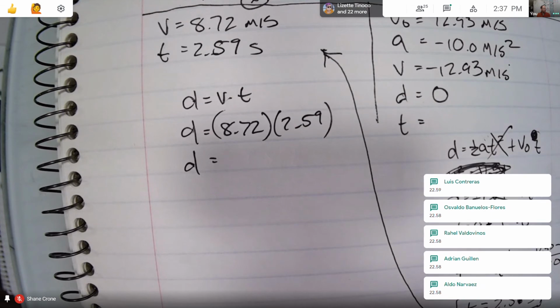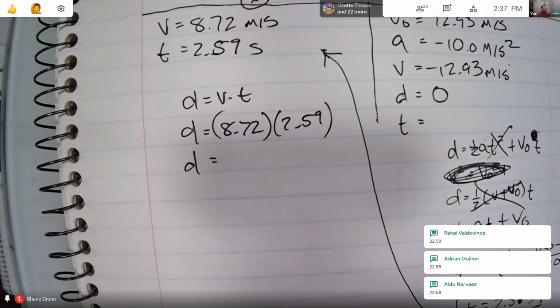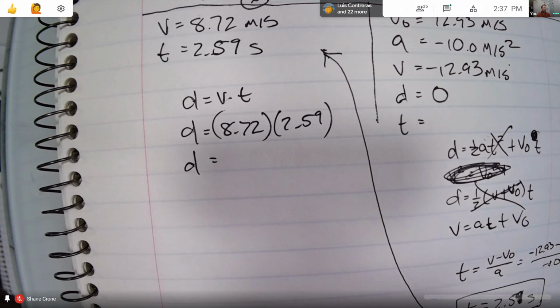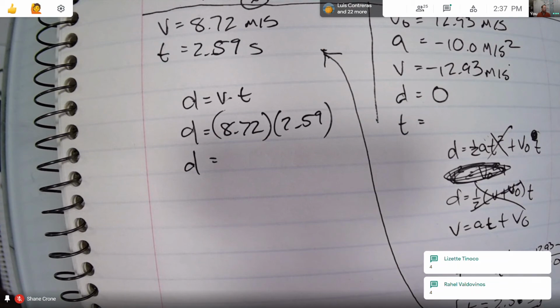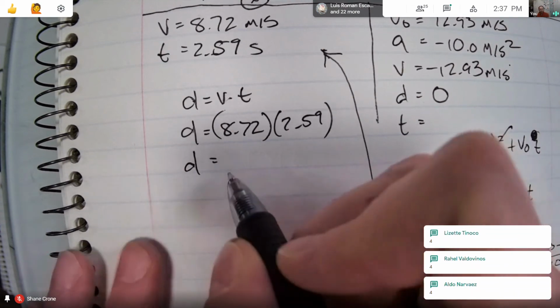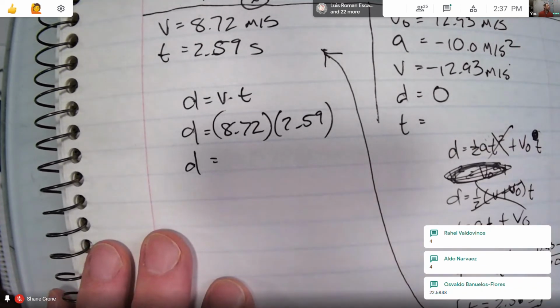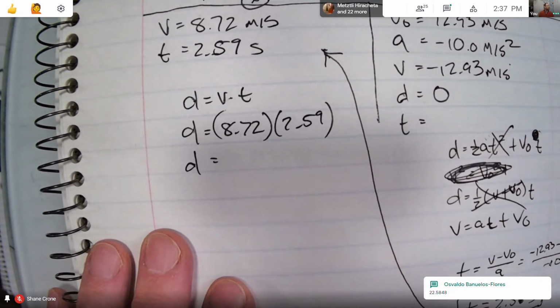Oh, interesting. What's the number after the 8? Is there a number after the 8? 4. Okay. Oh, you guys, you put so much in there, the answer disappeared off the screen. 22.58.